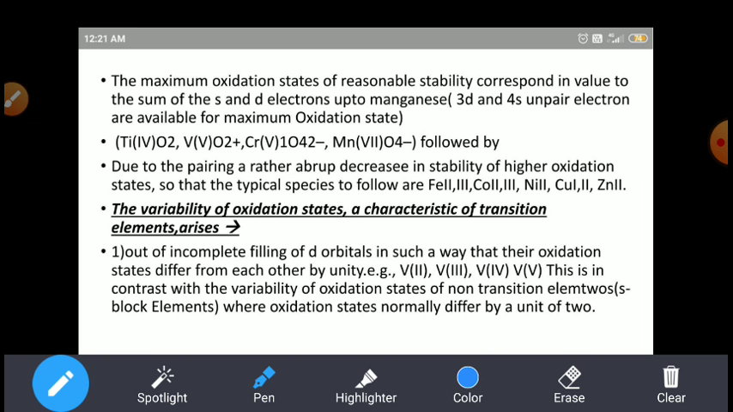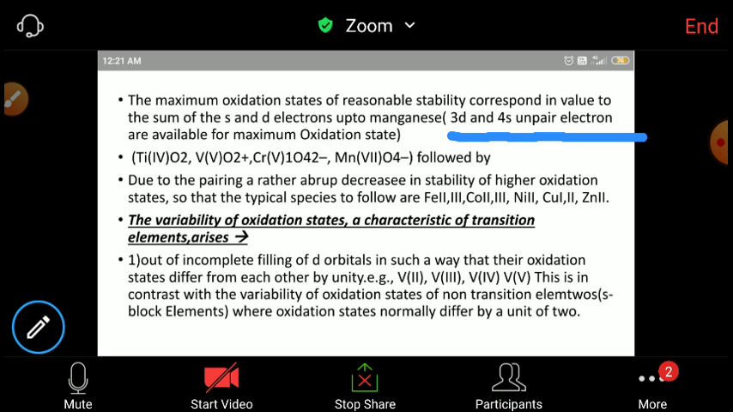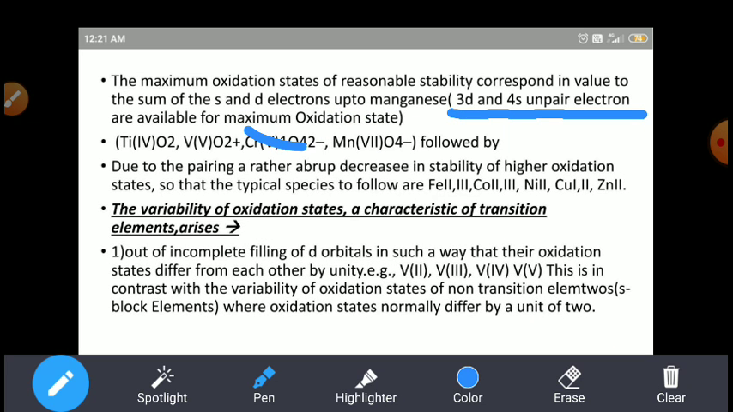The maximum oxidation state of reasonable stability corresponds in value to the sum of the s and d electrons up to manganese. It means the 3d and 4s unpaired electrons are available for the maximum oxidation state. So when you move from scandium to manganese, the d electrons and the 4s electrons are available. That's why they are showing the maximum oxidation state.